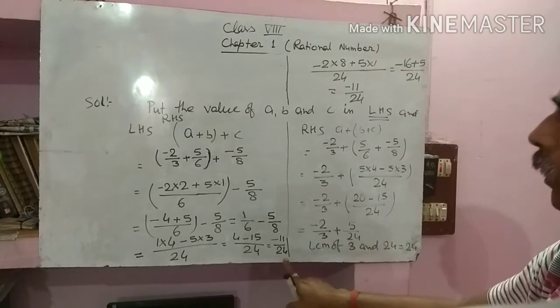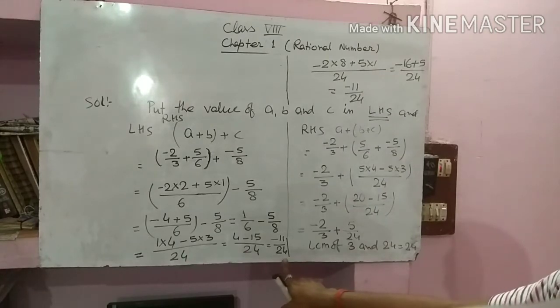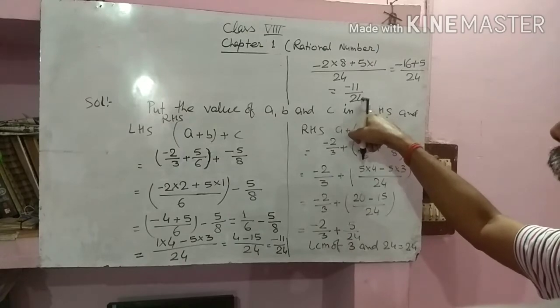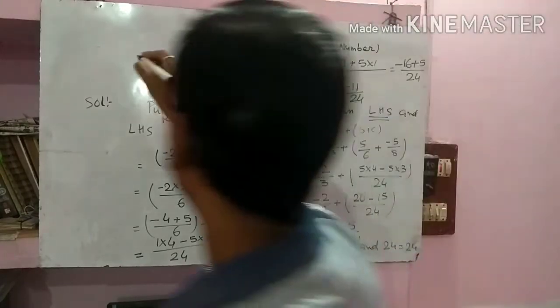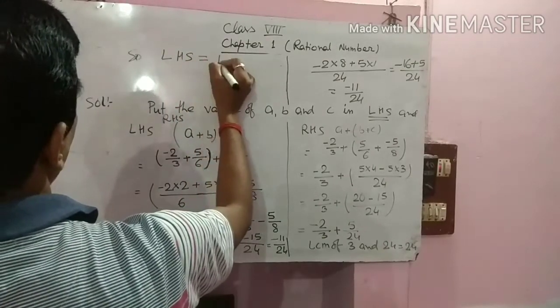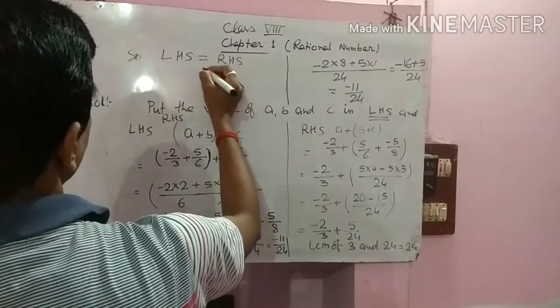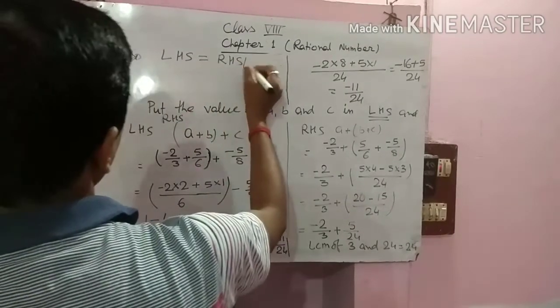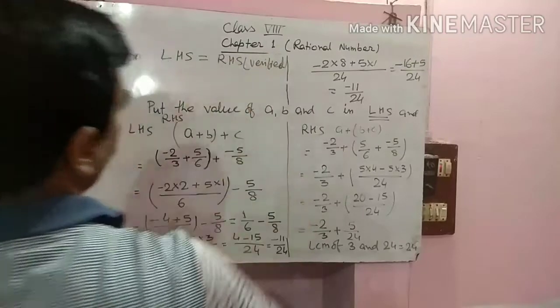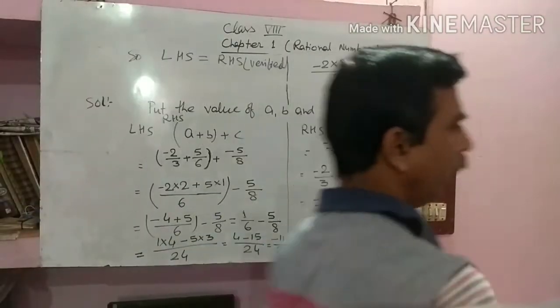What will we get? The LHS, left hand side, is minus 11 by 24 and the right hand side is also minus 11 by 24. So LHS is equal to RHS. So you can write that one: verified. Pause the screen and write it.